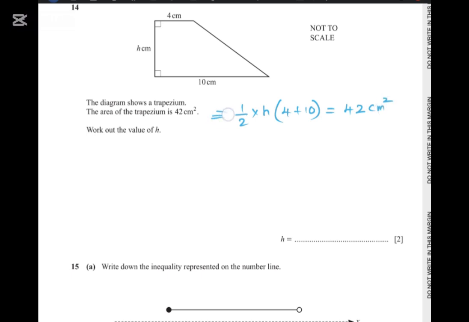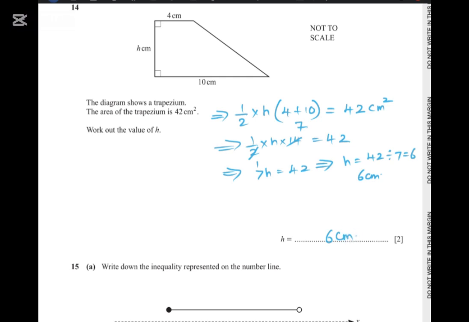Simplify this. Half into height into 4 plus 10 is 14, is equal to 42. You can cancel out here, 2 ones are 2, 2 sevens are 14. This gives you 7h is equal to 42. So h will be 42 divided by 7, which is 6. 6 centimeters is the height. H is 6.